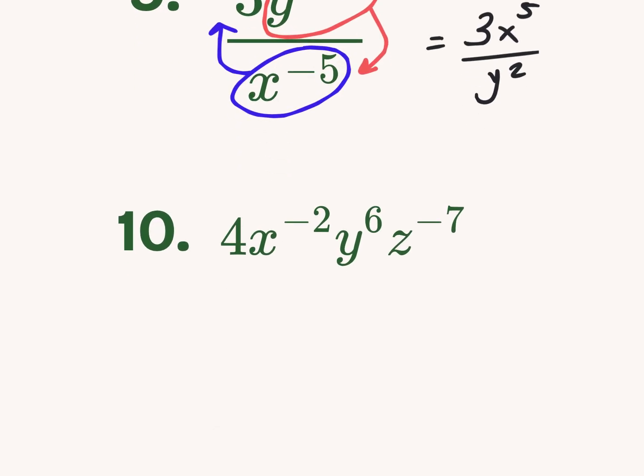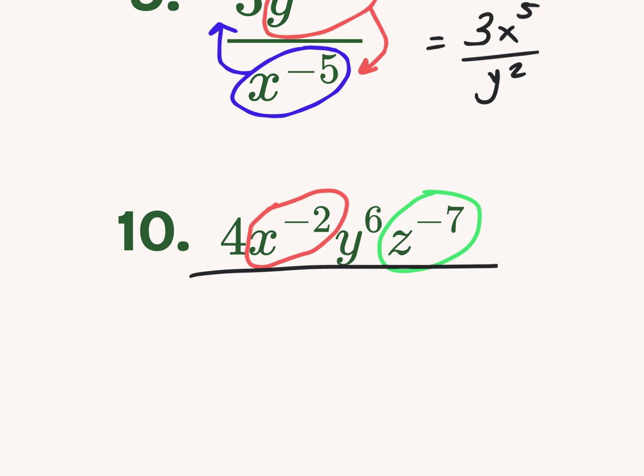It'll help, I promise. You guys try the last one. Go. I'll give you 2 minutes. Go. All right, what am I going to circle? X to the negative 2. Perfect. And what else? Z to the negative 7. So remember, this is all over 1.